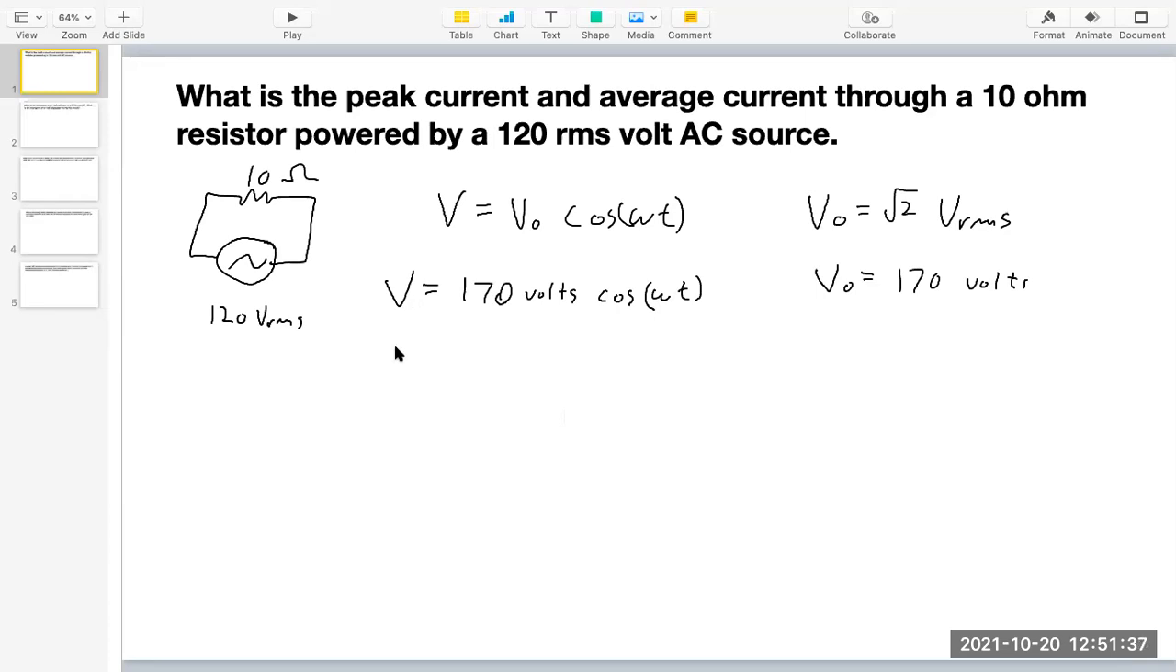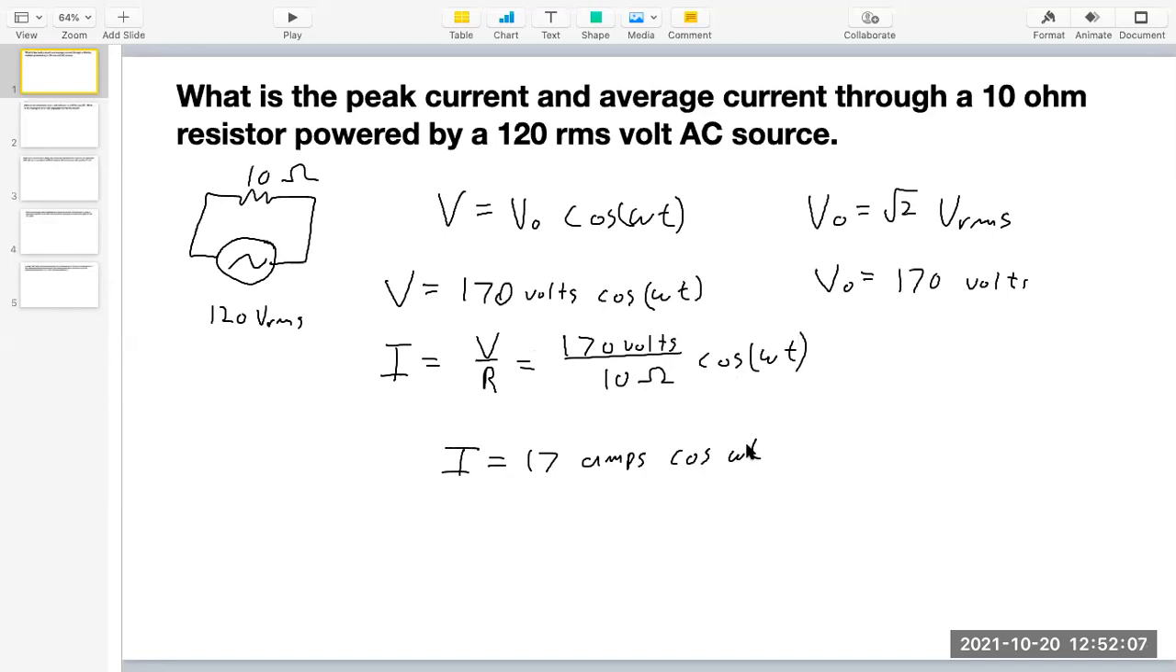We just want to get our current on its own. So 17 amps times the cosine of its angular frequency times time. And this is going to give a peak of 17 amps and an average of 0. Any questions on this one?